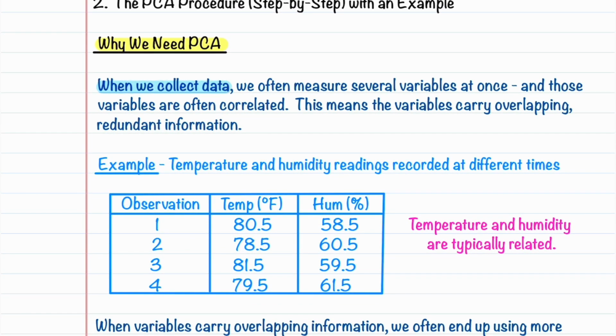When we collect data, we often measure several variables at once, and those variables are often correlated. This means that they carry overlapping, redundant information. Take, for example, temperature and humidity readings. These variables are often related. Changes in one variable are often accompanied by predictable changes in the other.